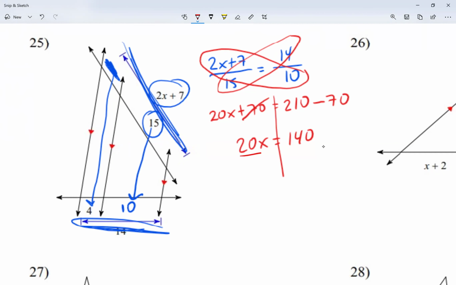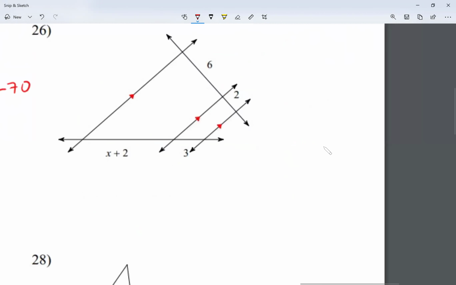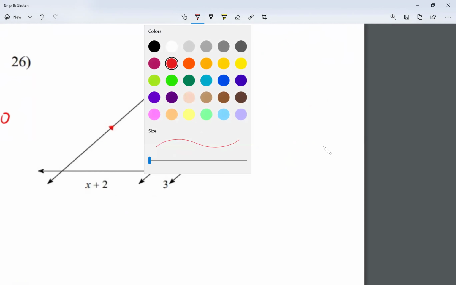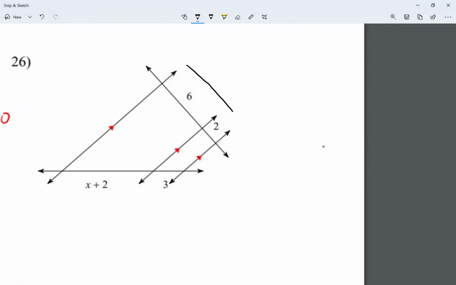Now let me divide both sides by 20. Let me see, 210 minus 70. Yeah, now let me divide each by 20. And I'm going to get that x is equal to 7. Good, that was not bad. Let's take a look at number 26. Looking at the side that is all numerical, let me just say that this big side right here is 8. Right, because 6 and 2 combined is 8.